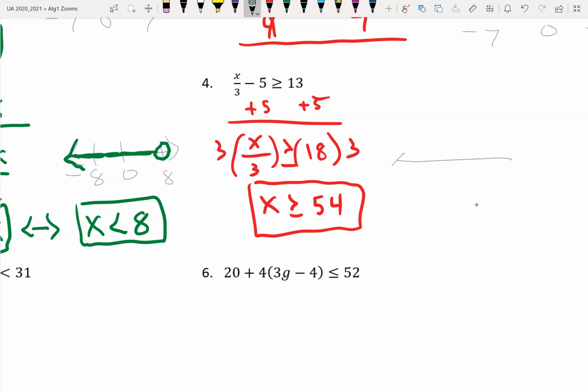I'm graphing this. 0 in the middle, 54 on the right-hand side, any number on the left. We want values greater than or equal to 54. Closed point because we have the equal to portion, the inequality, closed point. We want values greater than. Shading to the right.